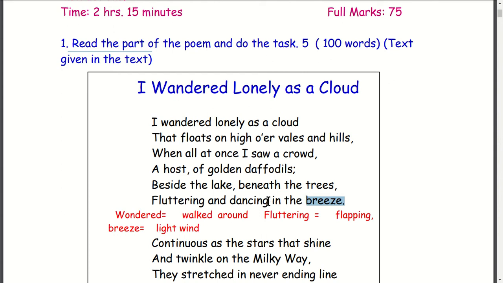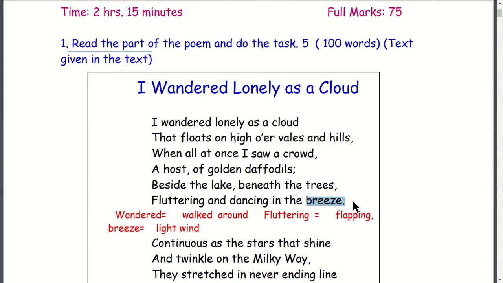Dancing, generally, this is a personification. Personification means the poet describes something as if it were a human being. The flowers were dancing like human beings. Nowadays, when youth enjoy a picnic, what do they do? They drink, they have different kinds of food, and they enjoy dancing. Like this, the poet sees that the flowers were also dancing, seeming to be dancing there.